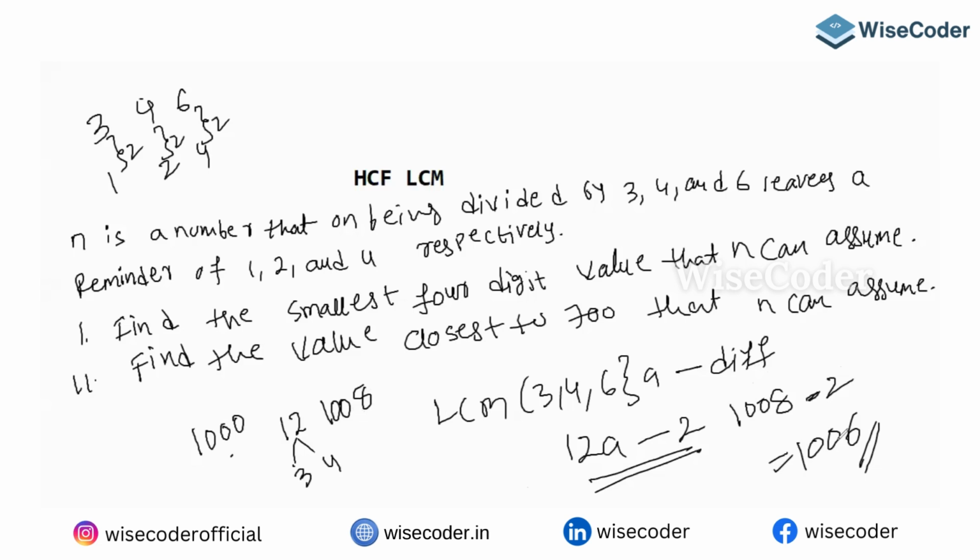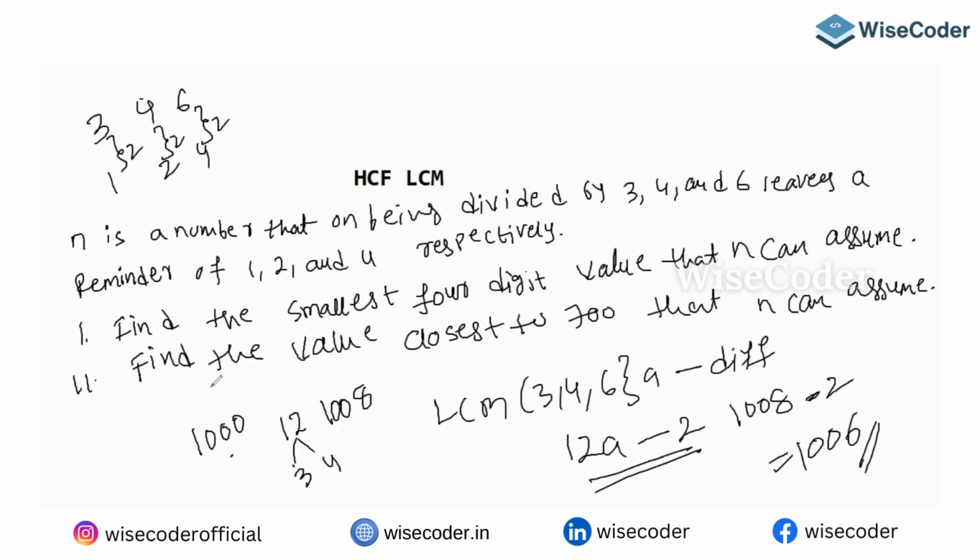Next, what is your second question? See, 1000 is not going to be divisible by 12, because the number has to be divisible by 12. When you divide this number by 12, you will definitely get 8 as a remainder.